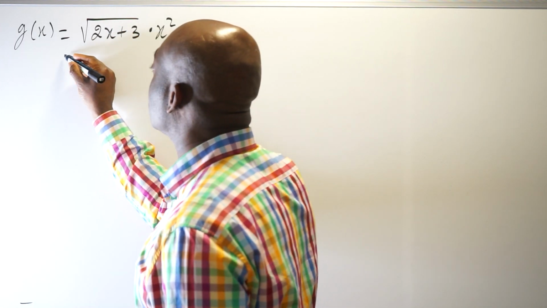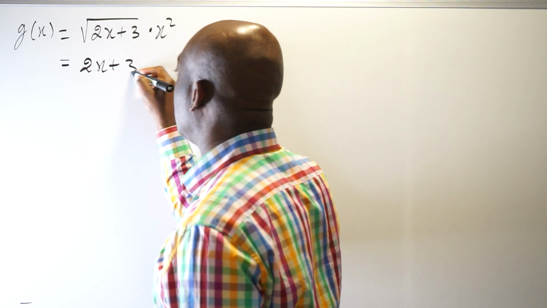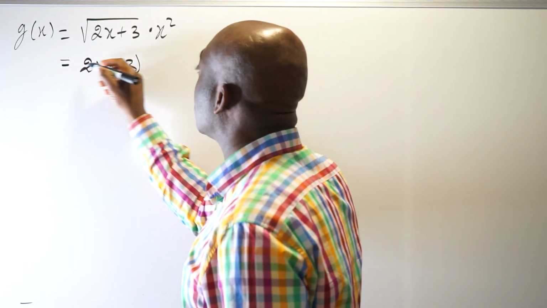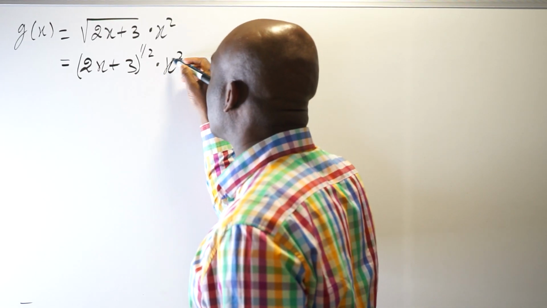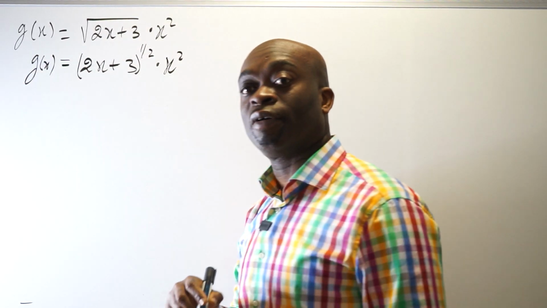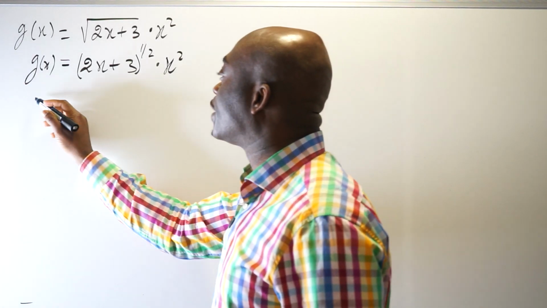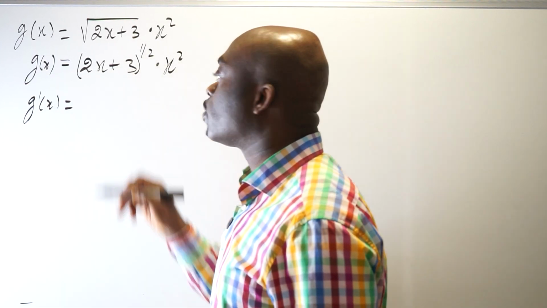So g of x is equal to what? Is equal to 2x plus 3. Now we can rewrite it as power 1 over 2, then times x to the second power. So we can afford to do that, all right? And then now we can find the g prime of x, which is equal to what?